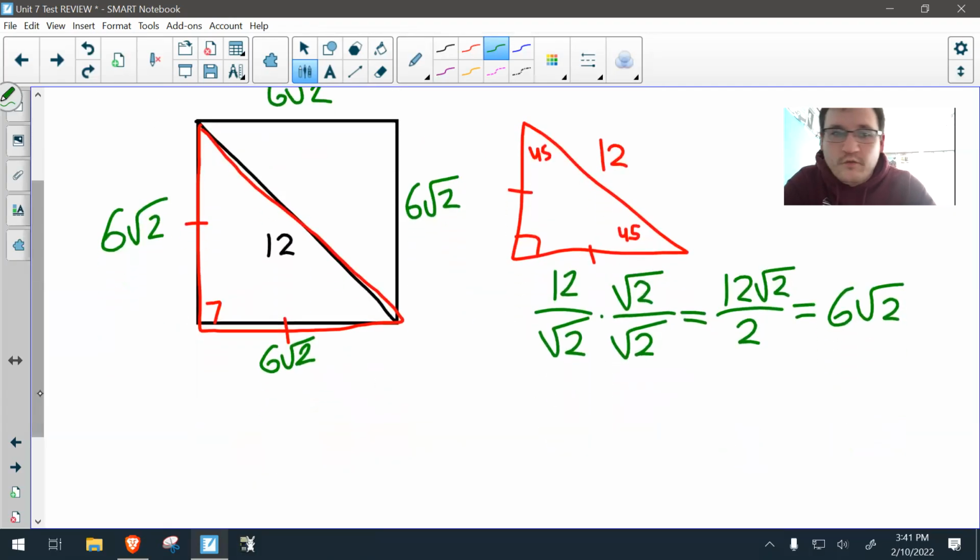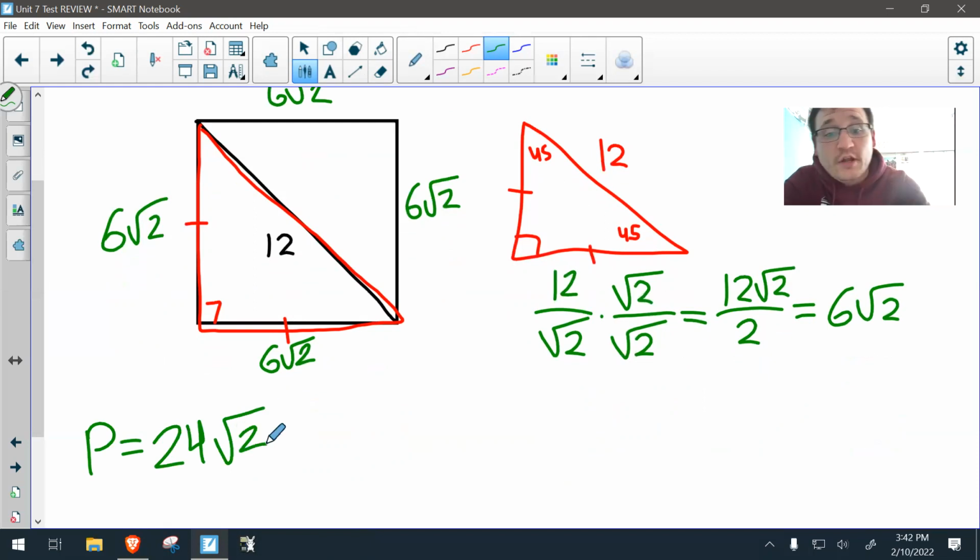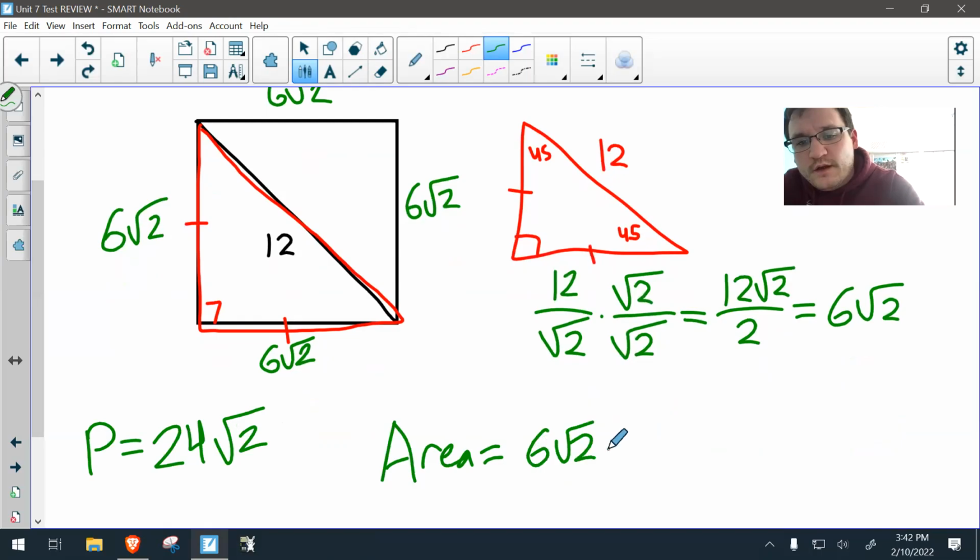So, or you just do 6 root 2 times 4. So the perimeter equals 24 times the square root of 2. Area of a square, that's just base times height. So what we're going to have is 6 square root of 2 times 6 square root of 2.